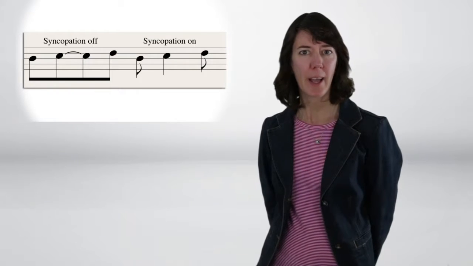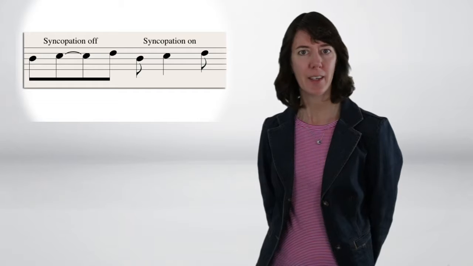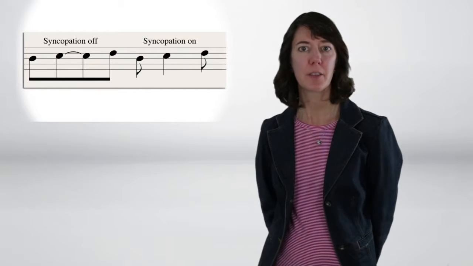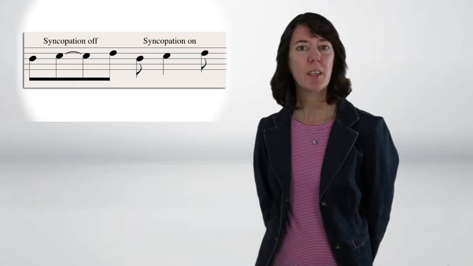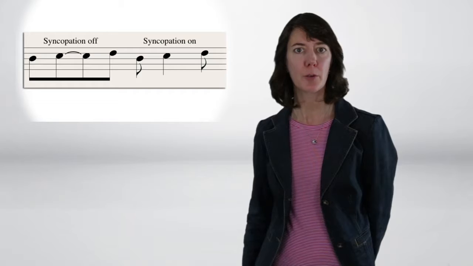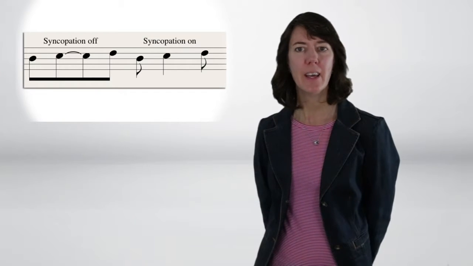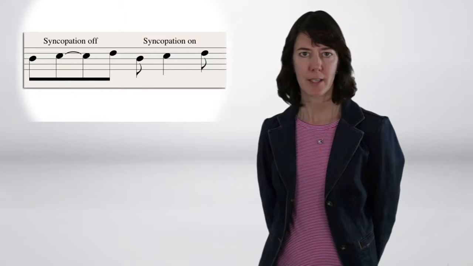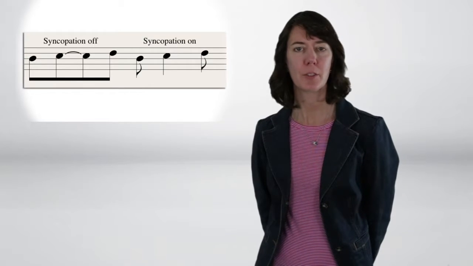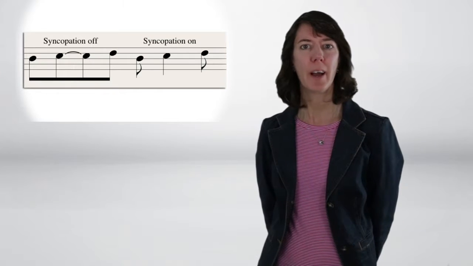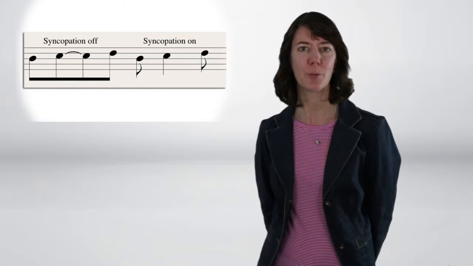In order to be able to count that, once again, it helps to subdivide. So take that quarter note, divide it into those 2 eighth notes, maybe even take the tie out so that you can hear those 2 beats. And then, after you've got that feeling for the subdivision, tie those 2 eighth notes together, and then you have the example as it's written, with syncopation on.